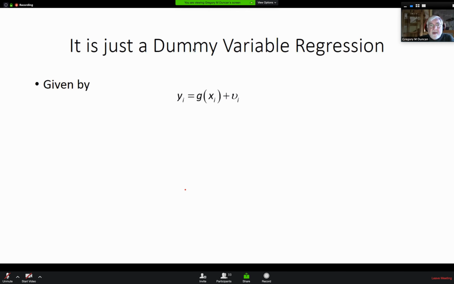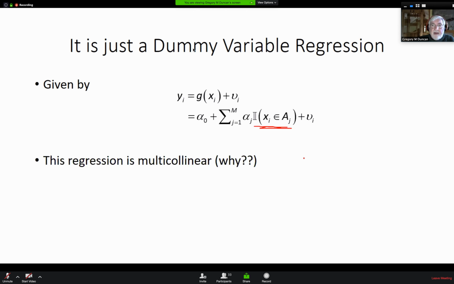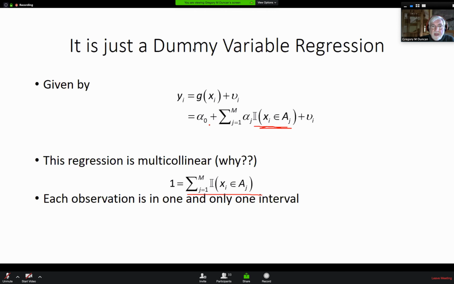If that's true, what I've said is that this is just a dummy variable regression. That is, these are the dummy variables. I'm assuming you all saw dummy variables in 482. I point out this regression is multicollinear. Why is that? It's because if I sum up all of those dummies, they're going to equal 1, and I've got an intercept here, and so I would have multicollinearity. That's because each observation is in one and only one interval, and every observation is in some interval.